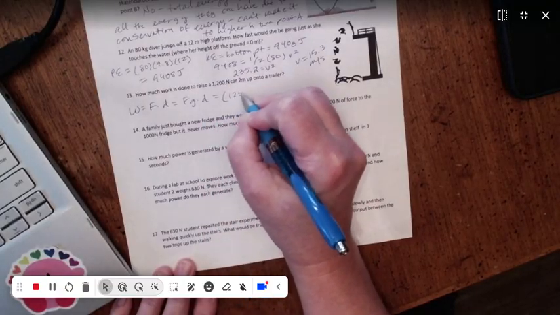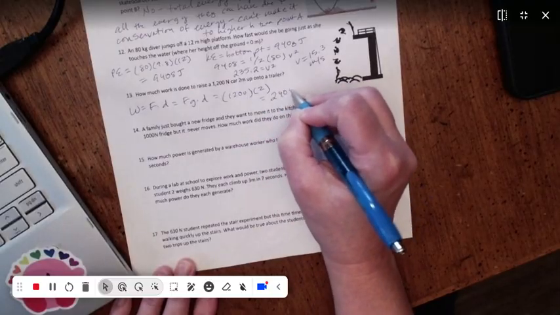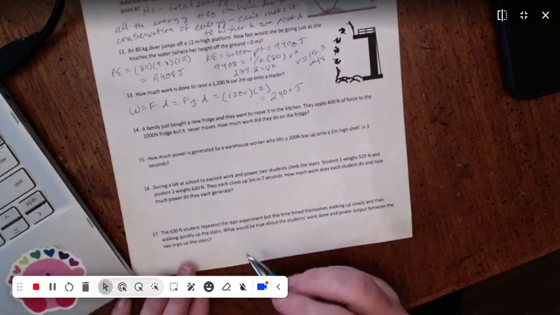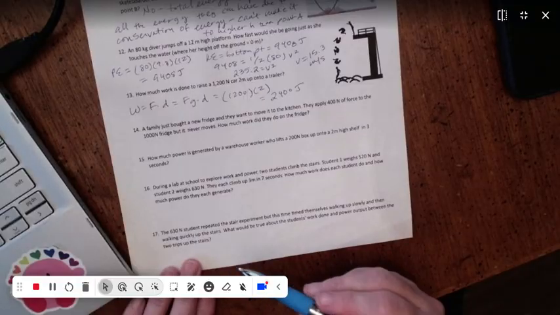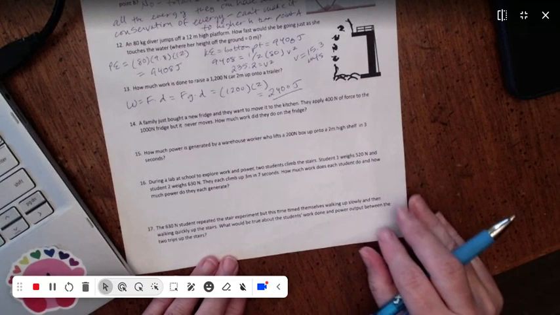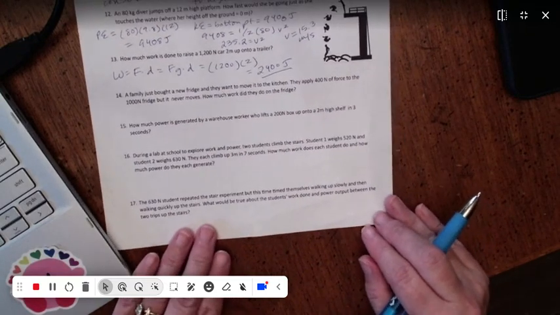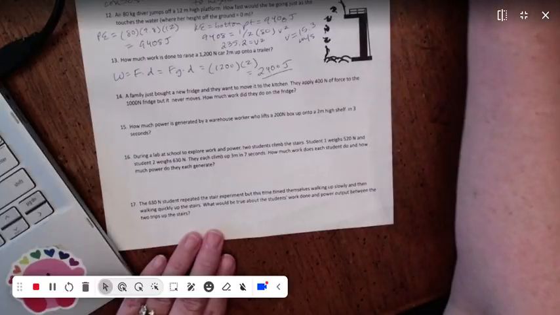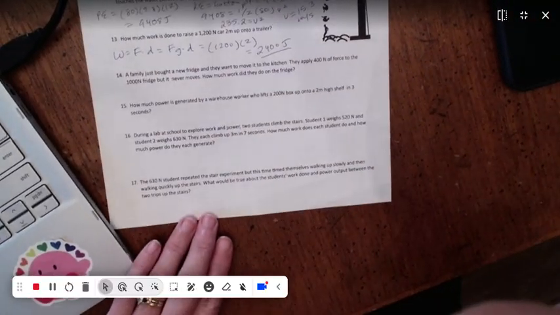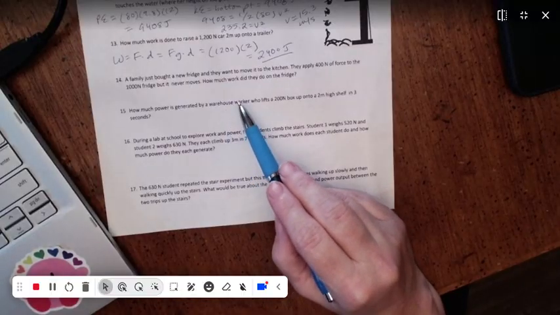So I can just do 1200 times 2 meters. That's going to be 2400 joules. It's just 1200 times 2. Okay. So whenever you're lifting something, your force that you use to get work is force of gravity. And we practiced with that a lot Friday or yesterday in our activities, and then also when we did the stairs lab the day before that.